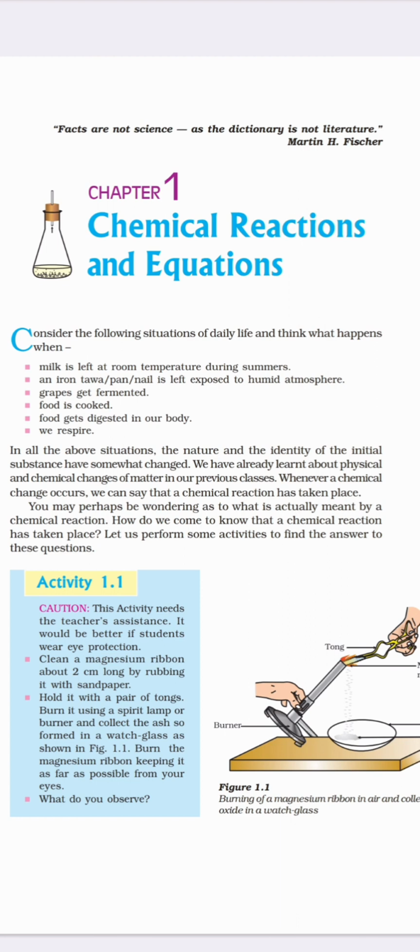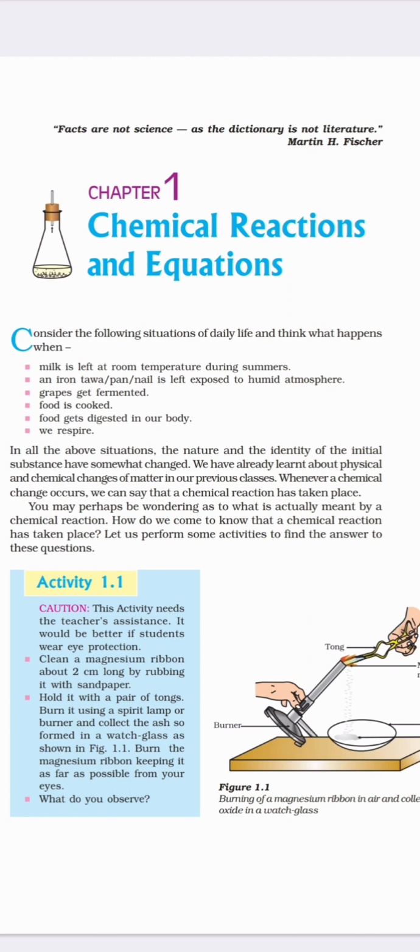The first thing is to consider the following situations of daily life and think about what happens. First, milk is left at room temperature during summers. Obviously the milk will get fermented. Secondly, an iron nail is left exposed to humid air. All of you know that rusting of iron takes place. Grapes get fermented, food is cooked, food gets digested in our body, we respire.